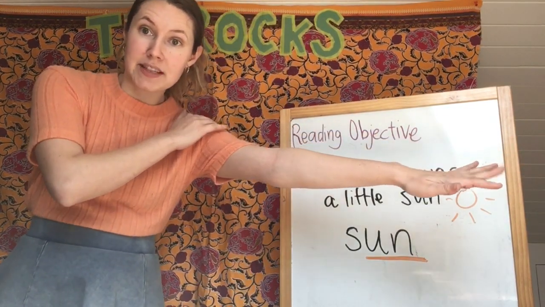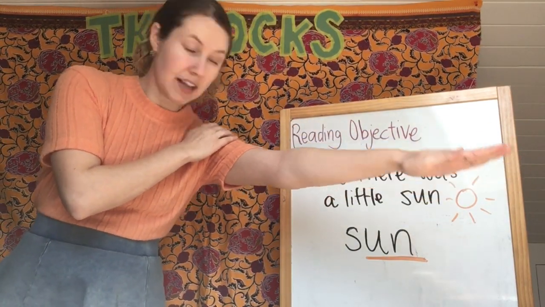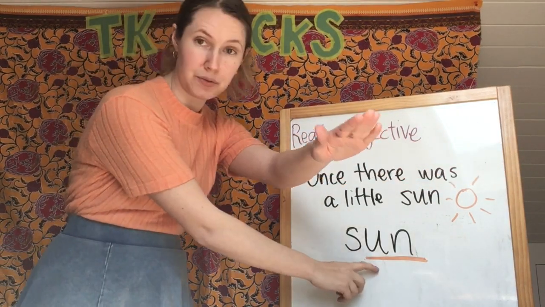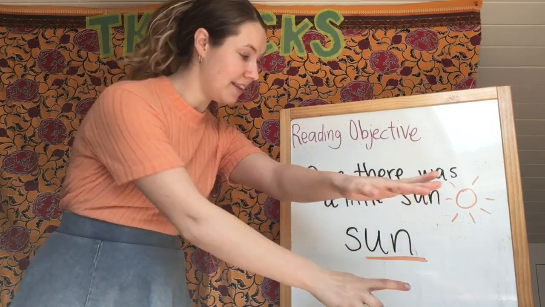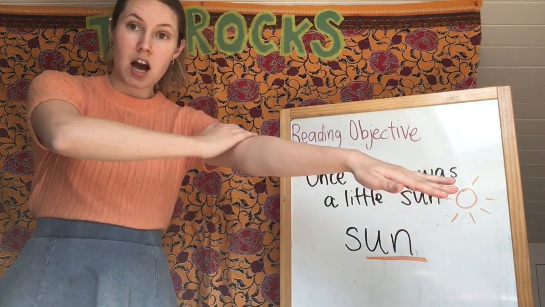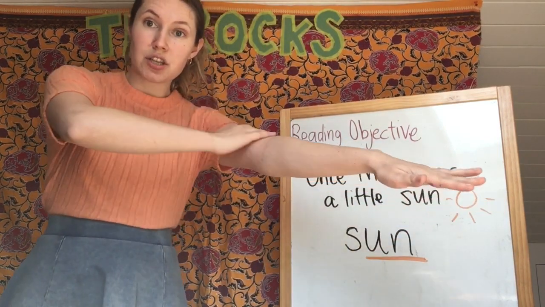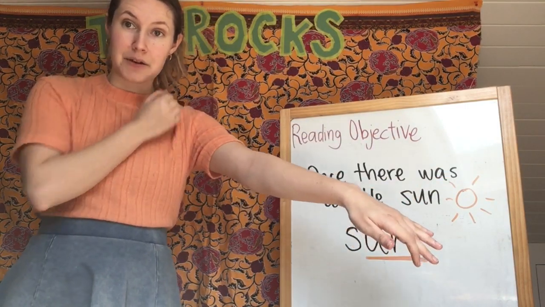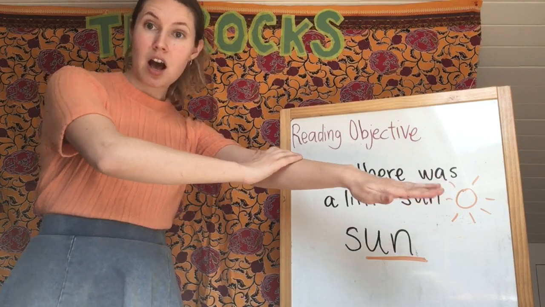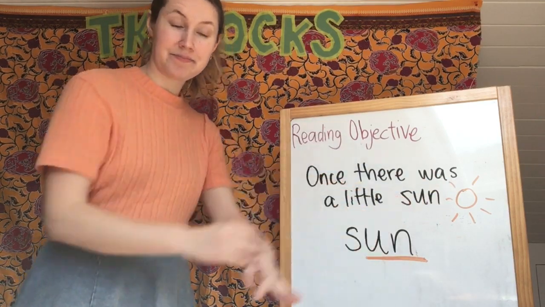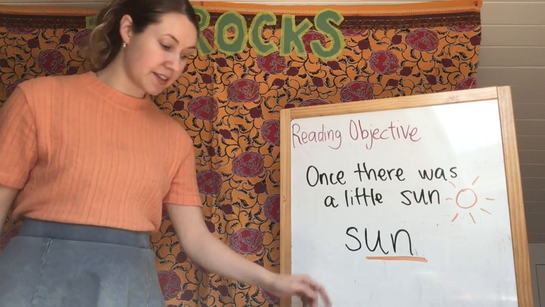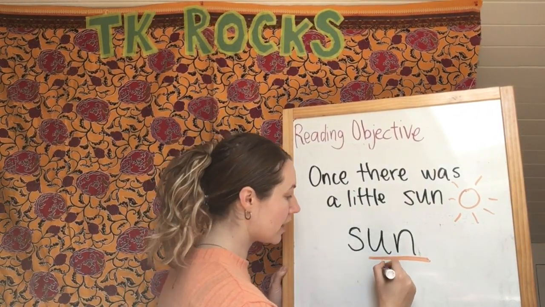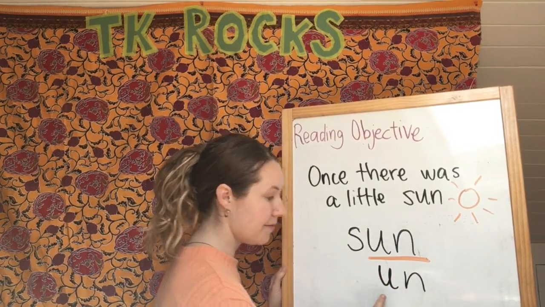Sun begins with the s sound of letter S. S. The U sound. The N sound. Sun, sun, sun. So if we take away that beginning sound, we would just have the ending sound of un. So words that rhyme with sun are also going to have the ending sound of un.